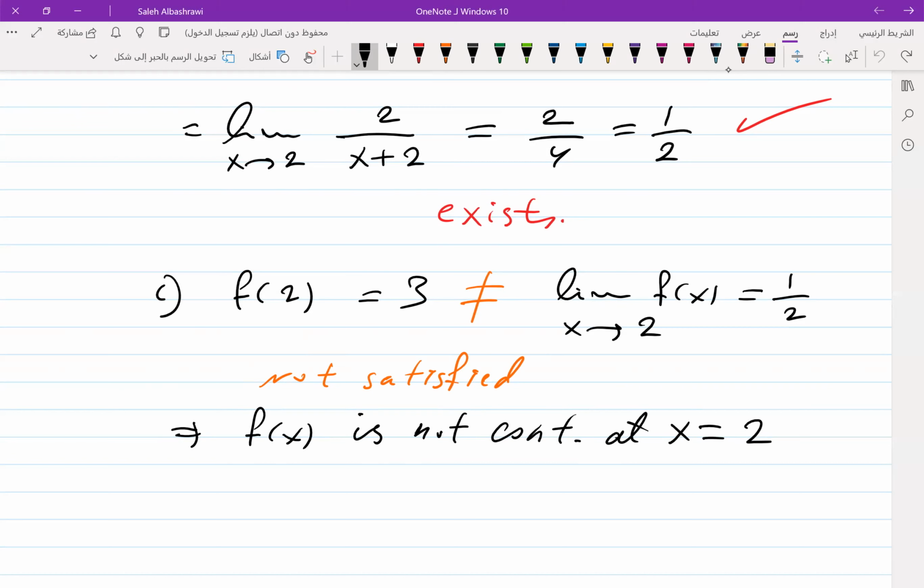So this is the idea of the continuity of a function. We have 3 conditions that must be satisfied. First condition, f of c is defined. It means it has a finite value. Second condition, the limit exists. Third condition, the value of the function at the given point is equal to the limit. If they are not equal, then the function is not continuous at that point.